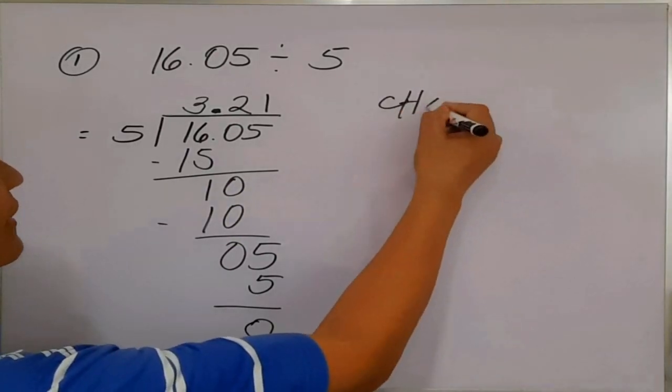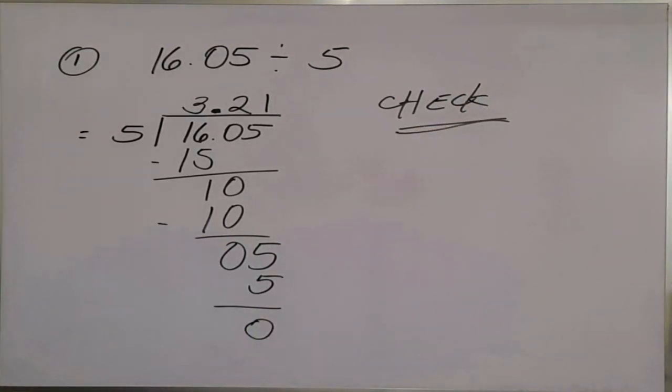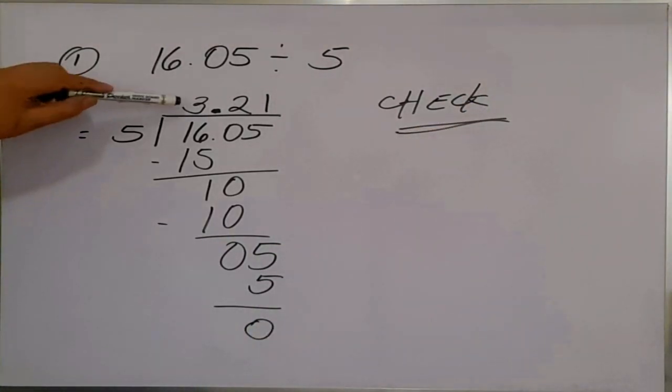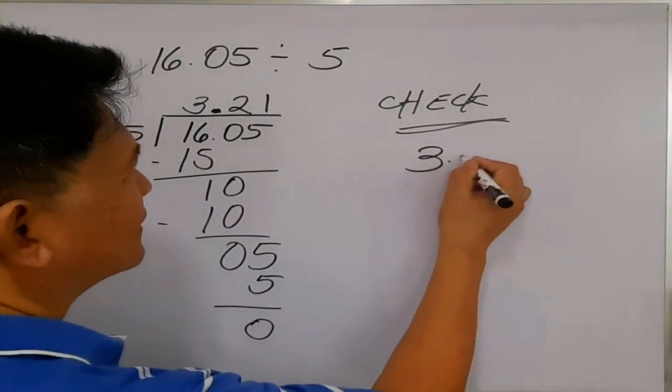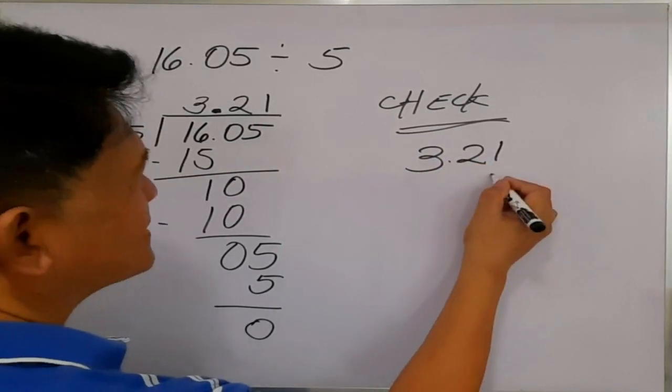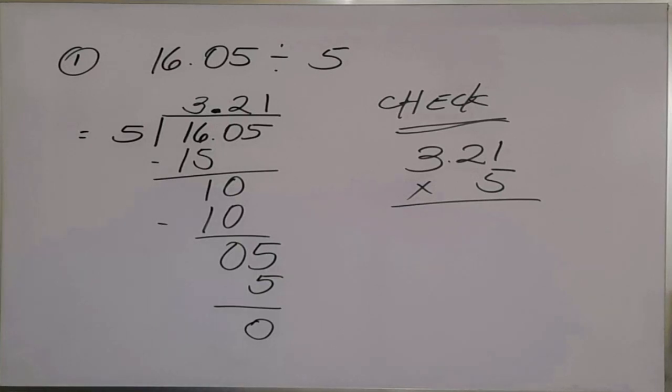So we can check if our answer is correct. So how to do it? We multiply our answer with the divisor. So 3.21 times 5. We will apply the previous lesson that we had in checking, that is multiplication of decimal numbers.